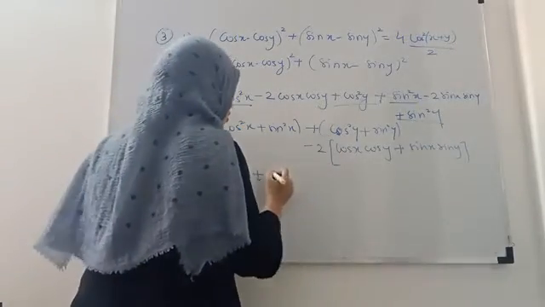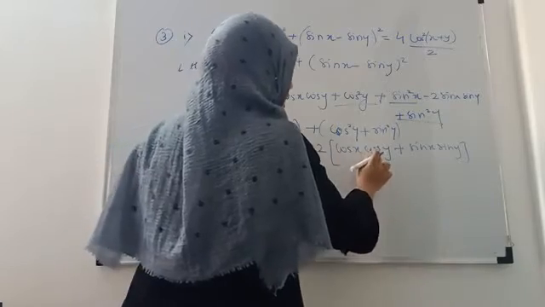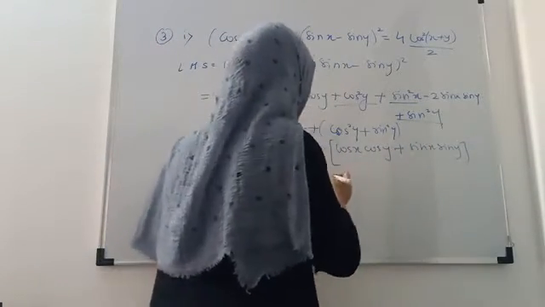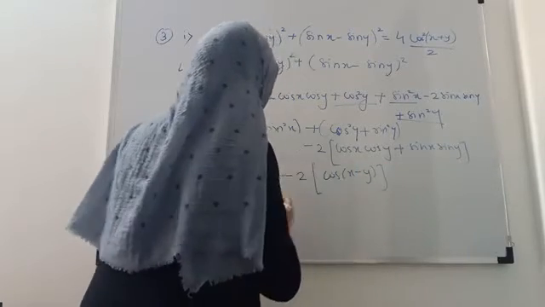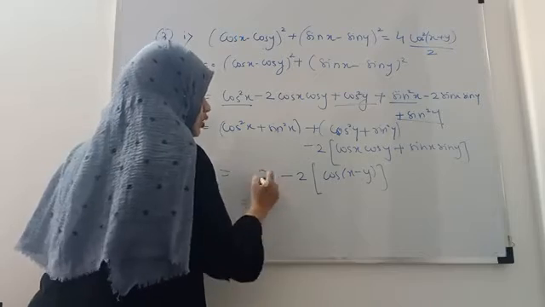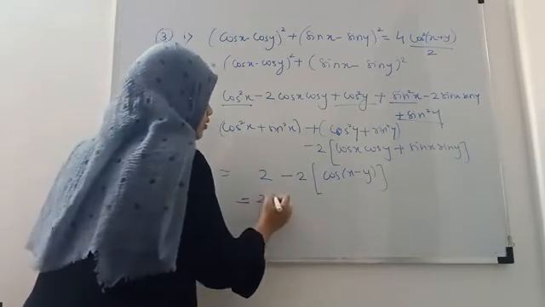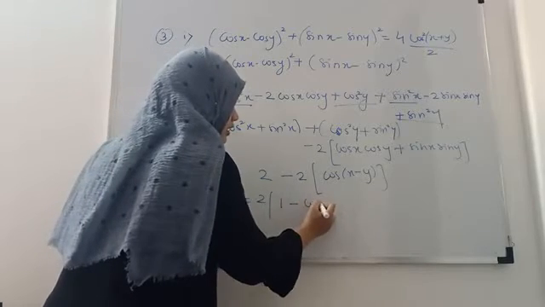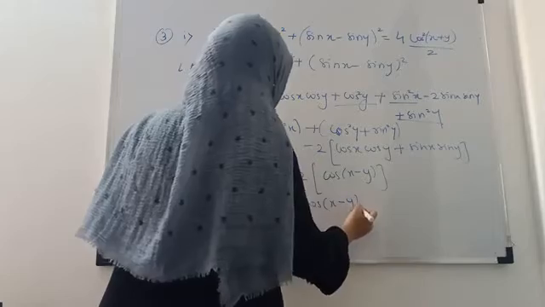Plus here also 1 minus 2 times, see, cos A cos B plus sin A sin B. So this is the formula for cos A minus B. Okay. So this 1 plus 1 is 2, right? Now from this 2, take out 2 common. So here it is 1 minus cos x minus y.